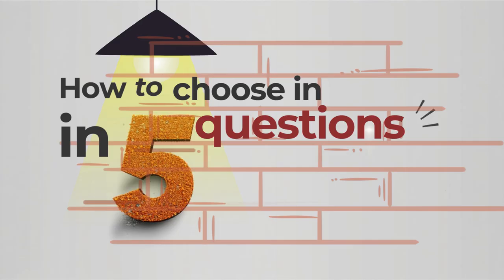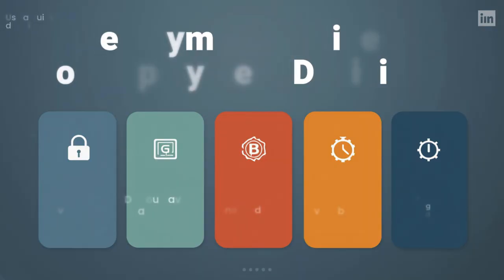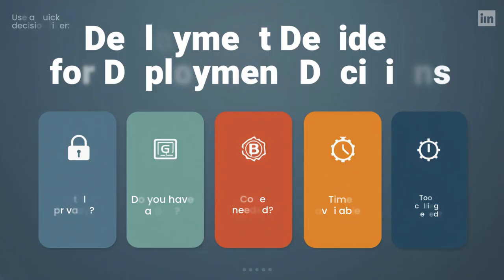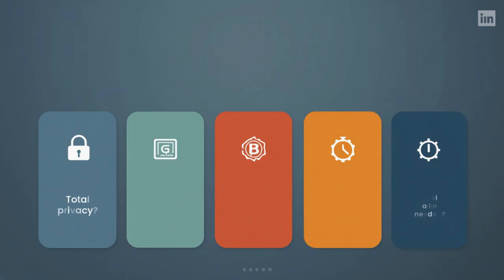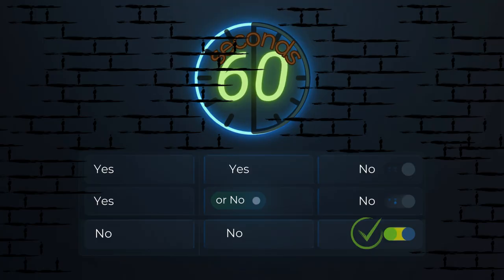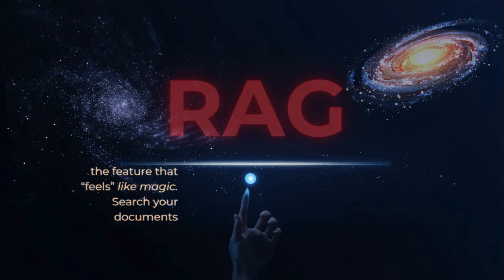Use a quick decision filter. Total privacy? Do you have a GPU? Strong code needed? Tool calling needed? Time available? Your answers immediately narrow down the right deployment, model size, and runtime path.